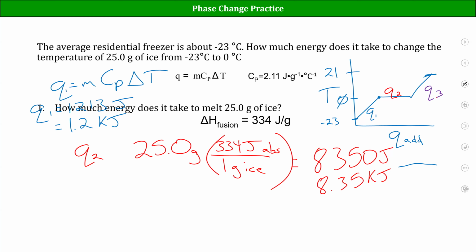So if the temperature is changing, we're using our Q equation again. The mass didn't change. It's still 25.0 grams. Specific heat did change this time. Now we're dealing with liquid water.